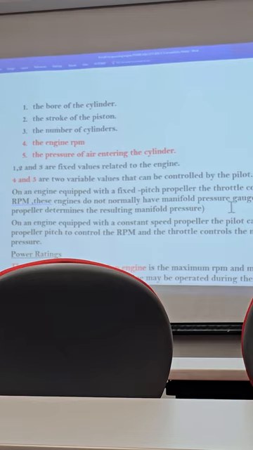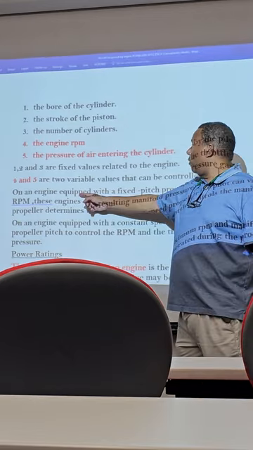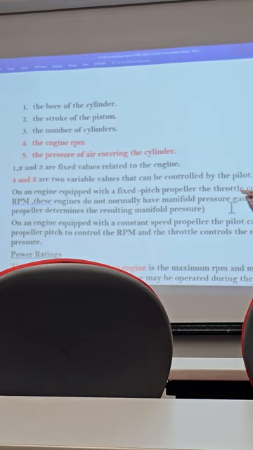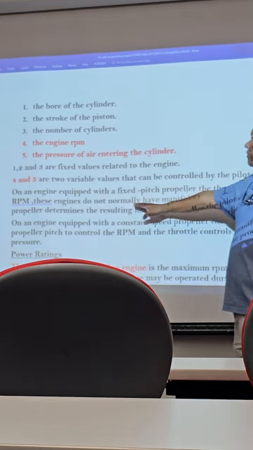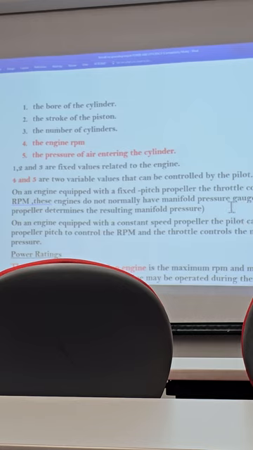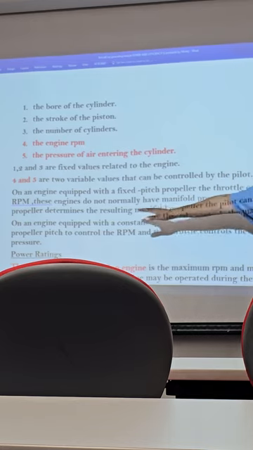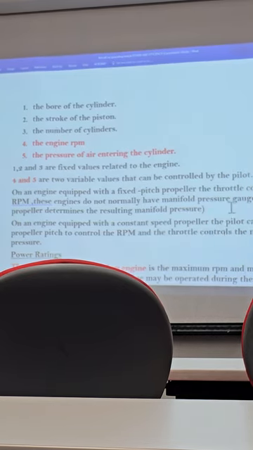For example, you can read here: in an engine equipped with a fixed pitch propeller, the throttle controls the RPM. This engine does not normally have a manifold pressure gauge. The propeller determines the resulting manifold pressure. It means this fixed angle has only one manifold pressure, and that's it.